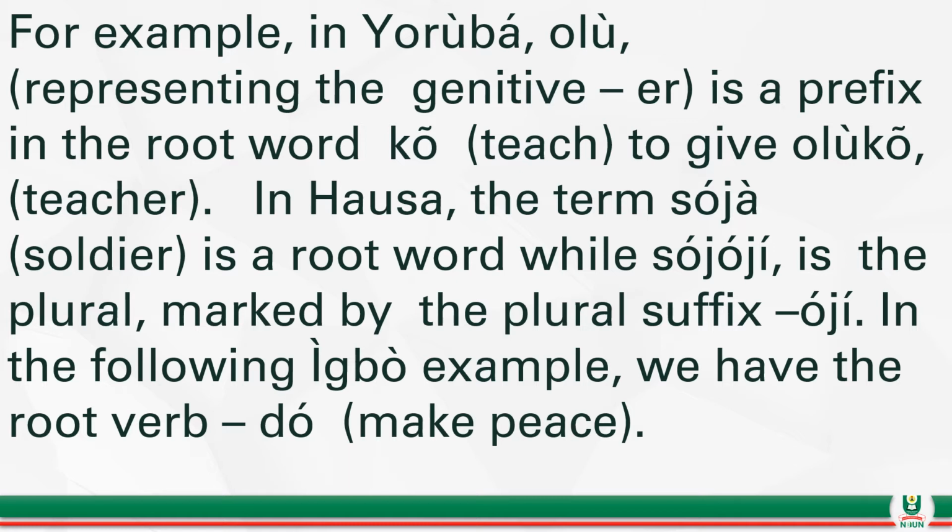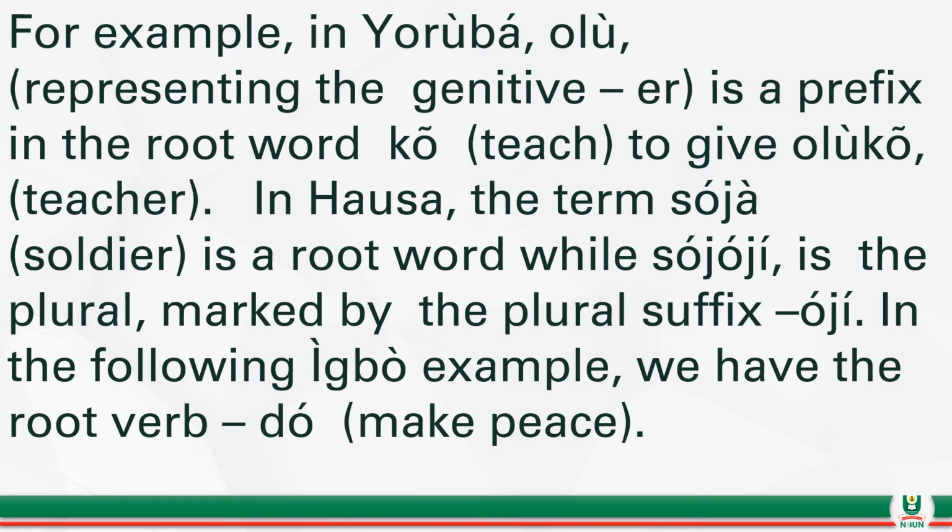For example, in Yoruba, Olu representing the agent as the doer, is a prefix to the word ko, which means teach. When we put Olu and ko together, we have the word Oluko, which means teacher. In Hausa also we have soja, a root word, and sojoji is its plural, marked by the plural suffix oji.